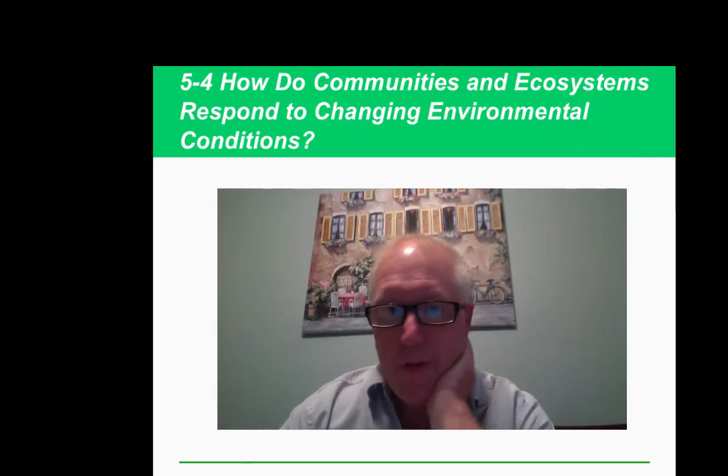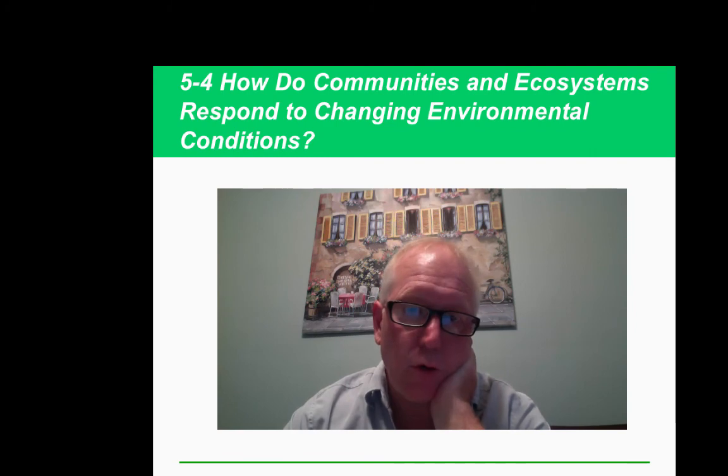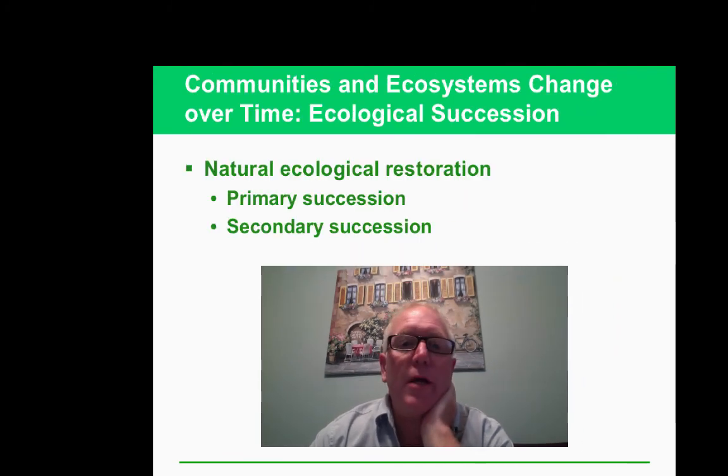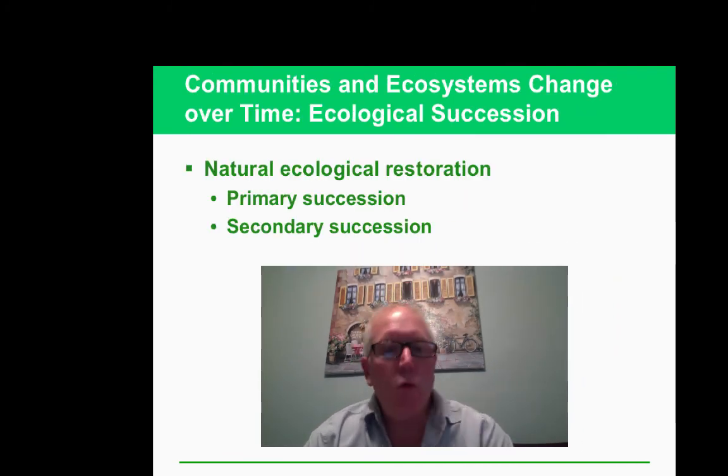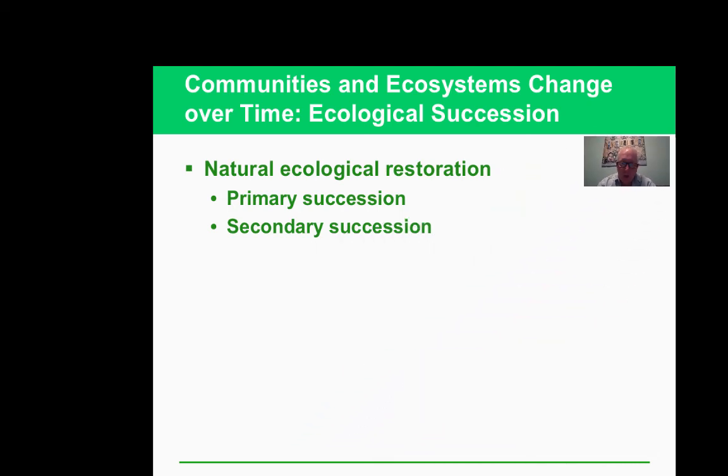All right, so what happens to the communities and the ecosystems? Of course, this is going to affect how the organisms living there are going to adapt. Let's talk about that a little bit. How do they change? One thing that we could talk about is primary succession and secondary succession, and then that'll lead to what we call climax communities, where they've kind of reached where they're going to be.